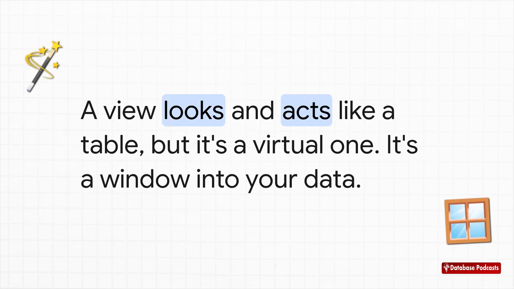And this is the point that you really have to get. A view is an abstraction layer. It's like a window into your data. When you query the view, the database engine just runs that saved query in the background and gives you the results. It's a really simple idea, but it has some incredibly powerful implications.